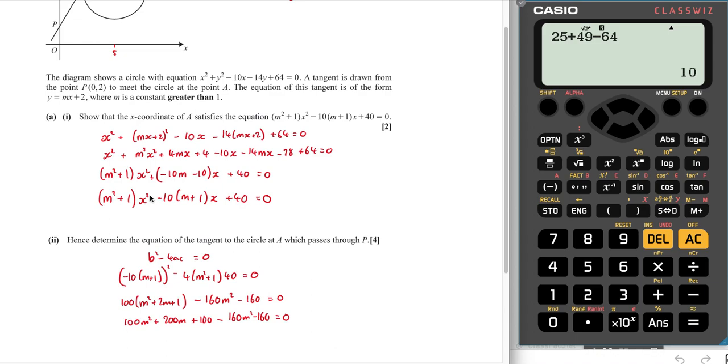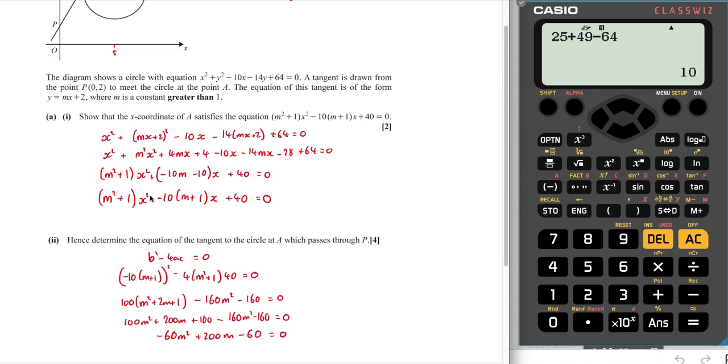What can I see in there? Instantly I can see I can divide through, even before I've gotten to tidying up, by 10. So 10m squared, let's do it all as one rather than confusing the issue. 100 minus 160, that's minus 60m squared. 200m is the only one of those, so plus 200m, and 100 take away 160 is again minus 60.